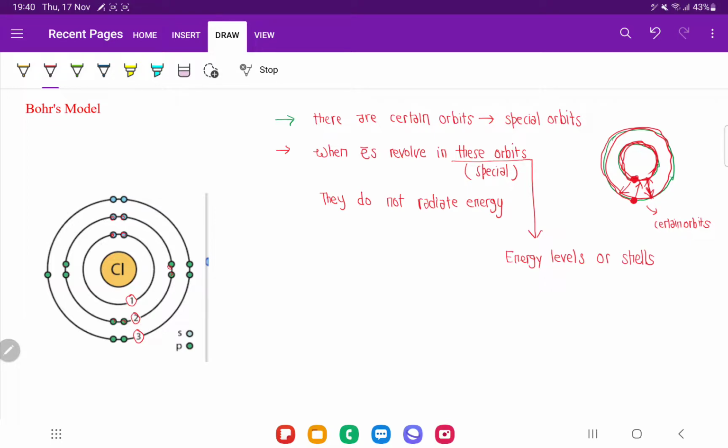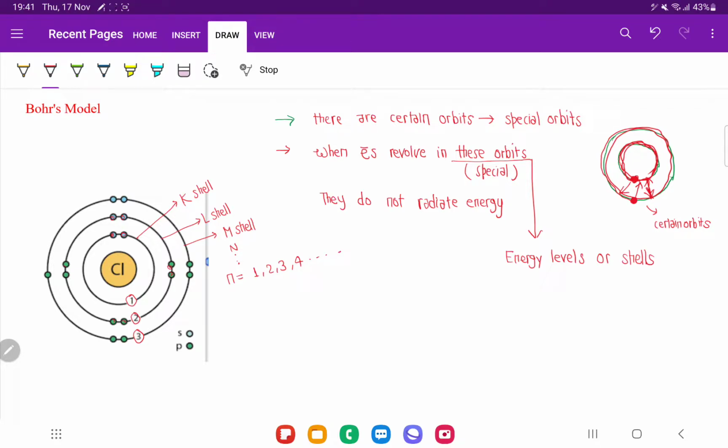So these orbits are also named: you can say this is the K shell, this is the L shell, and this is the M shell. Or you can also define these orbits as 1, 2, 3, 4 and so on, like K, L, M, N and so on. So these orbits are special orbits.